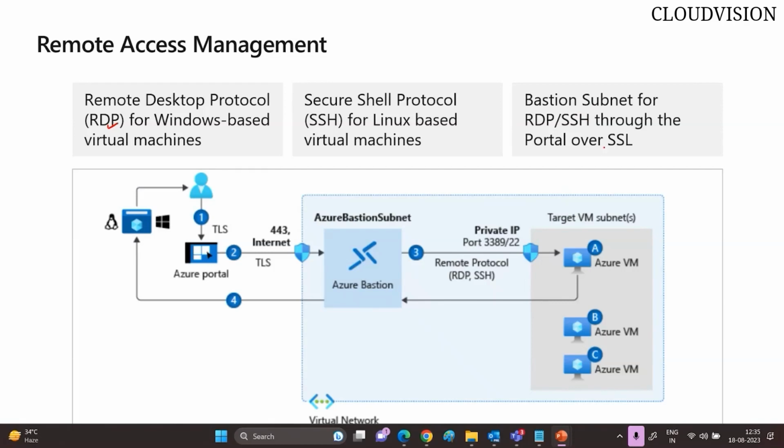Bastion service. Bastion subnet for RDP SSH to the portal over SSL. So Bastion is a managed service on the cloud. It's a PaaS offering, and it's like a jump server that we have on-premises.